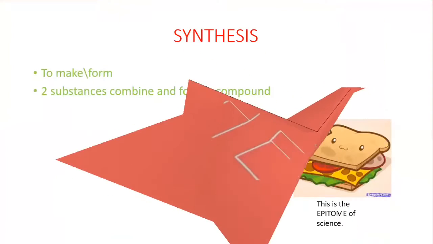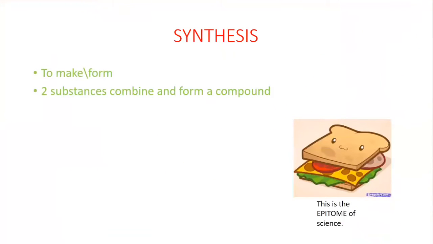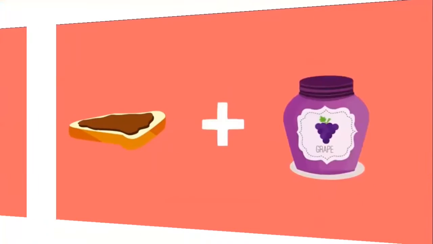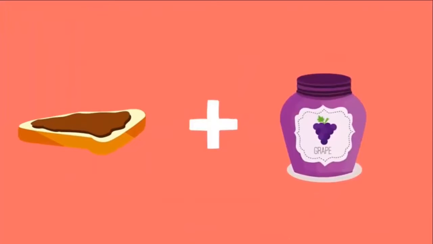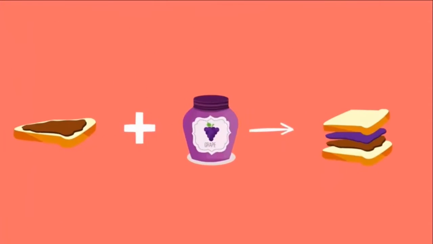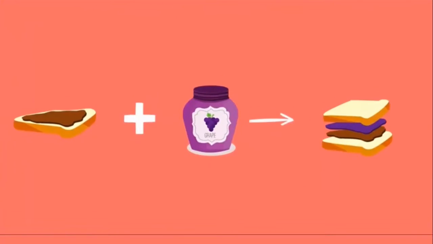In science, to synthesize means to make. So basically, two substances combine and form a compound. So synthesis is just like making things, like a sandwich. For this video, let's say that the bread is just like a beaker. First, we have a bread with some peanut butter on it, and here we have some jelly. And wait for it, it's the peanut butter and jelly sandwich. Wow, who would have guessed?